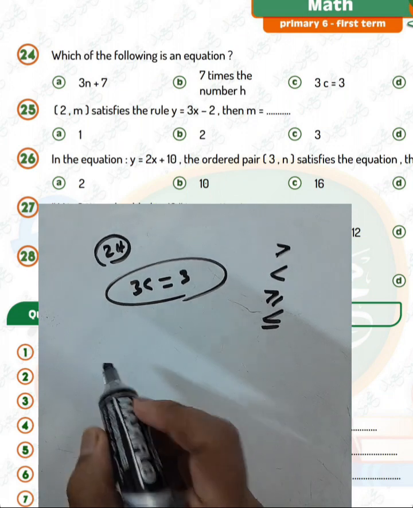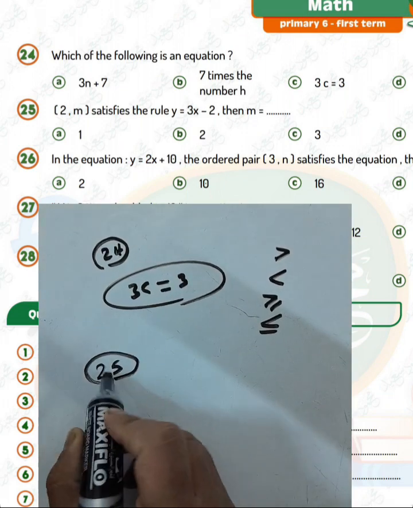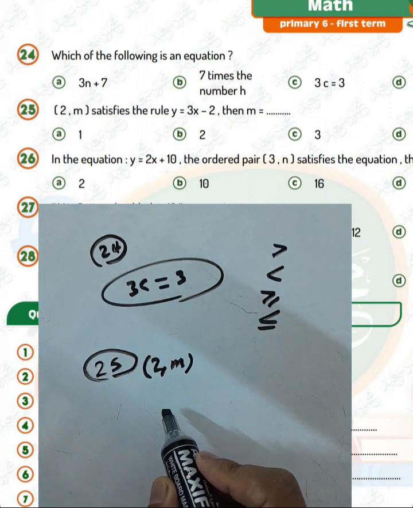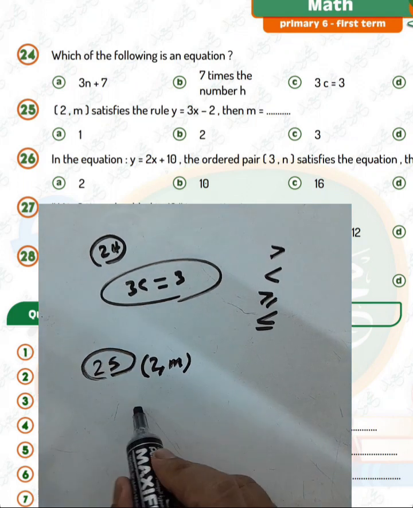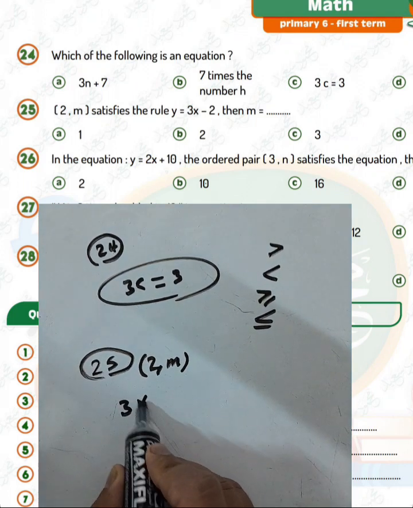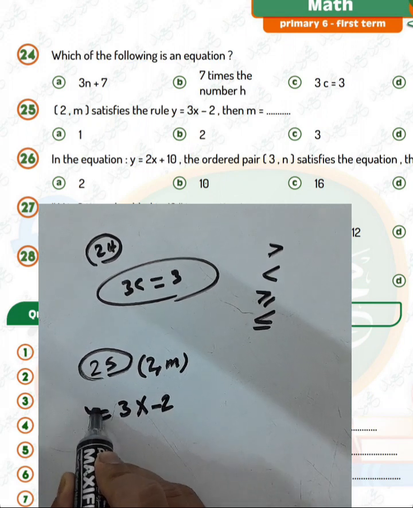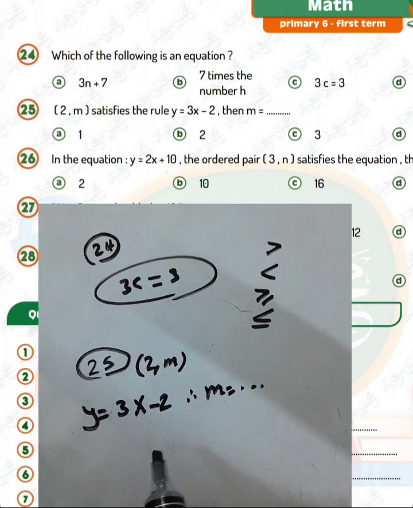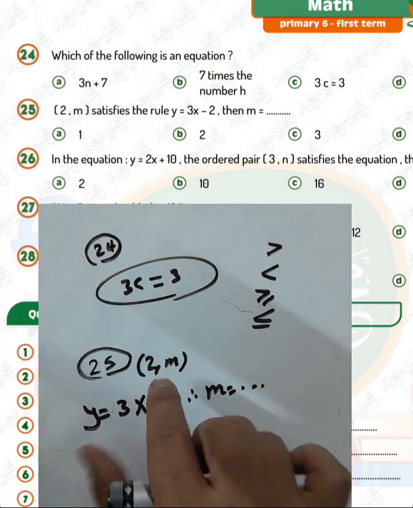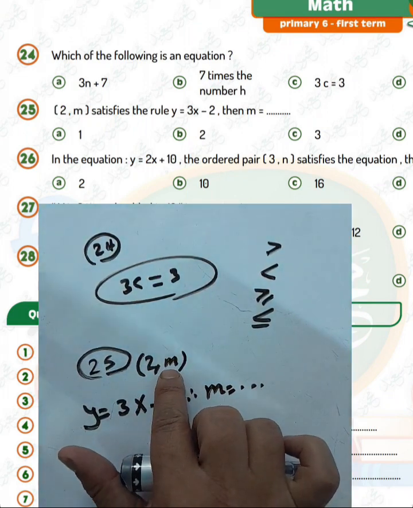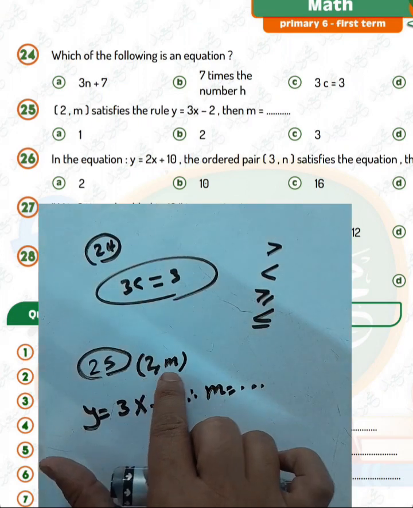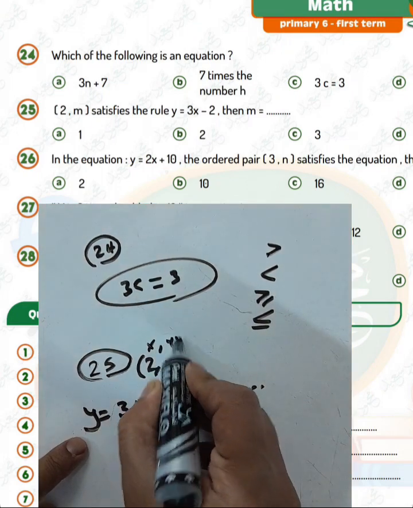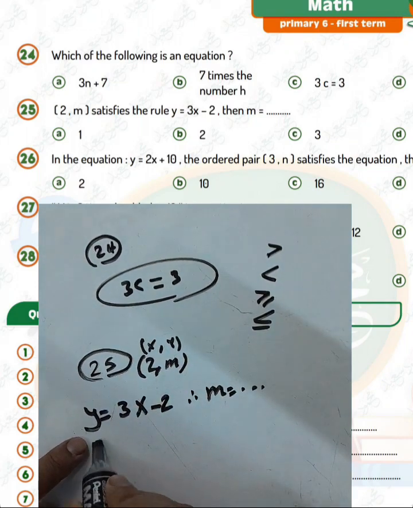Question 25. 2 and m. This ordered pair satisfies the rule 3x minus 2 equals y. Then m equals what? We want to find the value of the unknown variable here, m. Put x equals 2 and y equals m. Here it will be x and y. Y will be equal to m.